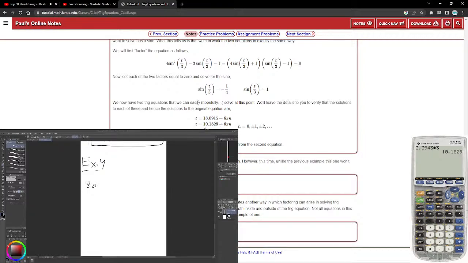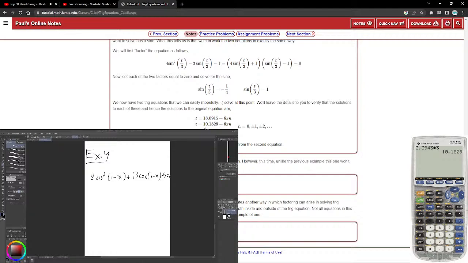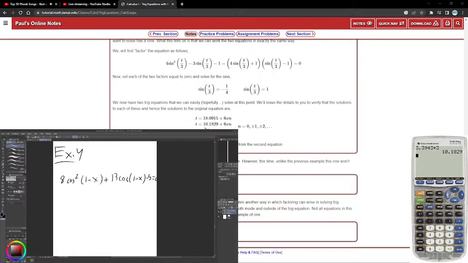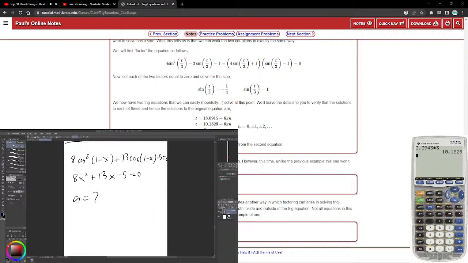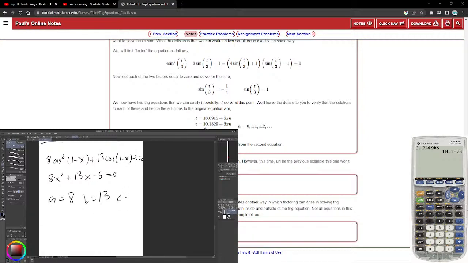8 cos squared of 1 minus x plus 13 cos of 1 minus x minus 5 equals 0. Okay, so I'm glad he at least told me that I need to use the quadratic formula. So 8x squared plus 13x minus 5 equals 0. So a equals 8, b equals 13, c equals negative 5.